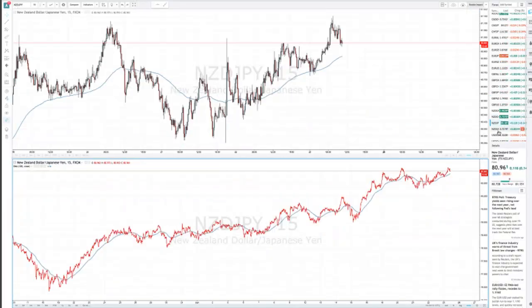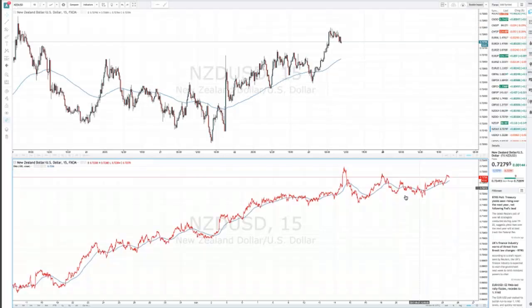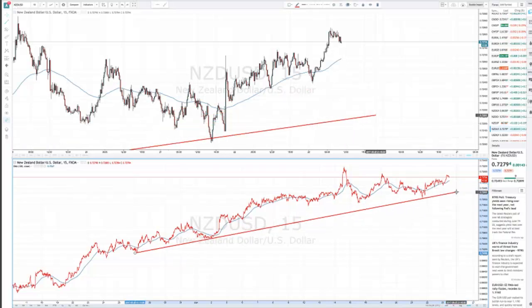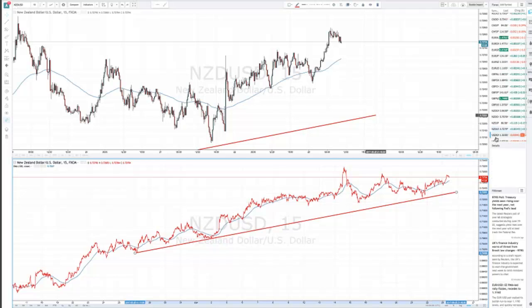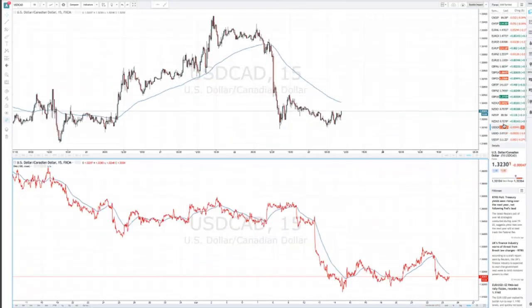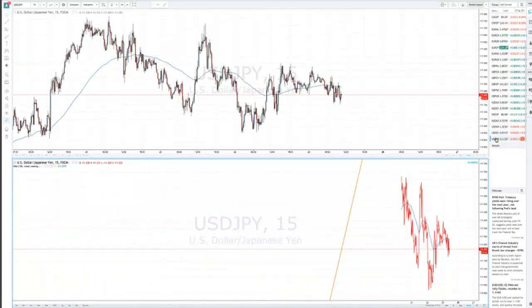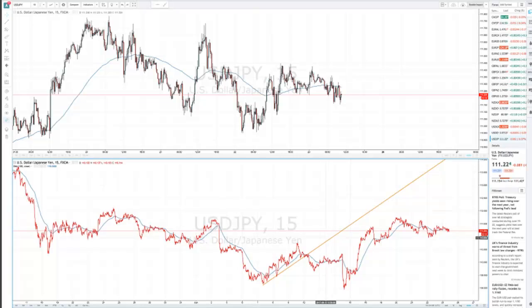New Zealand yen, nothing. New Zealand dollar, again I'd very much like to take a short here. So on a break of that trend line, I will be going short. Dollar CAD, not much. Dollar franc, not much. Dollar yen, not much either.